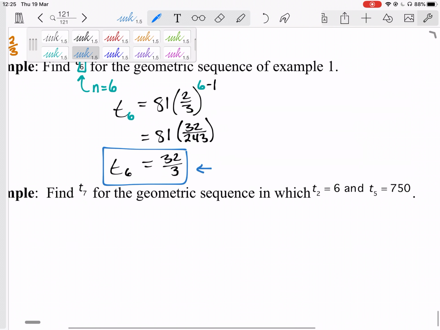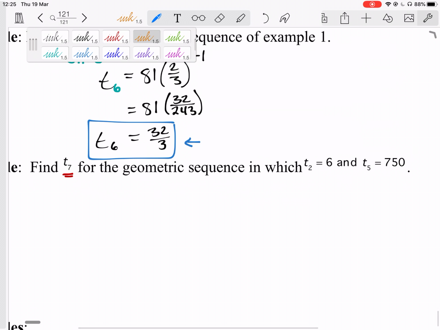Next, this is very similar to an example that we had with the arithmetic, and I'm going to approach it the same way, using what I consider more of a common sense than a formula method. They've given me my second term, which is 6, and my fifth term, which is 750. Once I get my ratio, it might be easier just to multiply that to my fifth term twice, and then I don't have to worry about anything else.